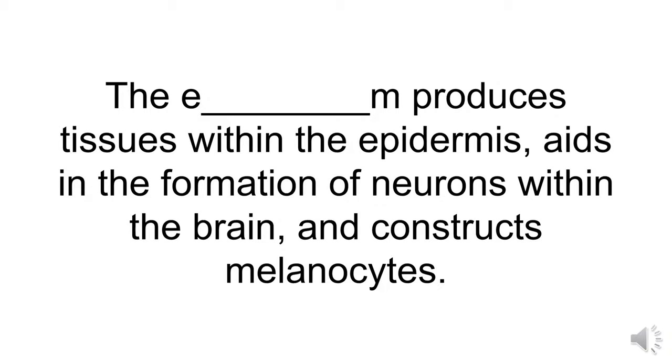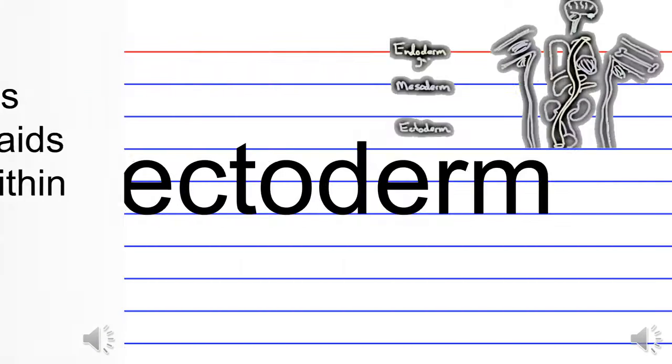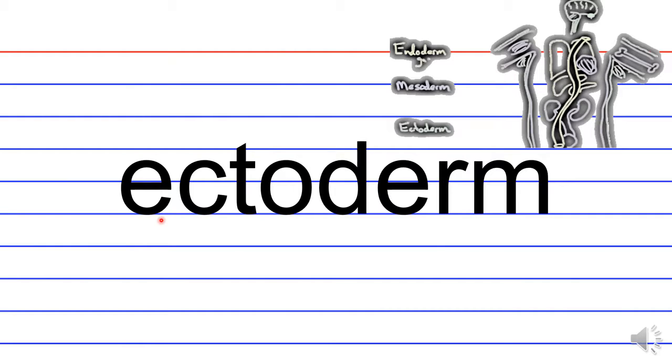The E-blank produces tissues within the epidermis, aids in the formation of neurons within the brain, and constructs melanocytes. That's what gives pigment to skin. So what embryological germ layer does this? That would be the ectoderm.